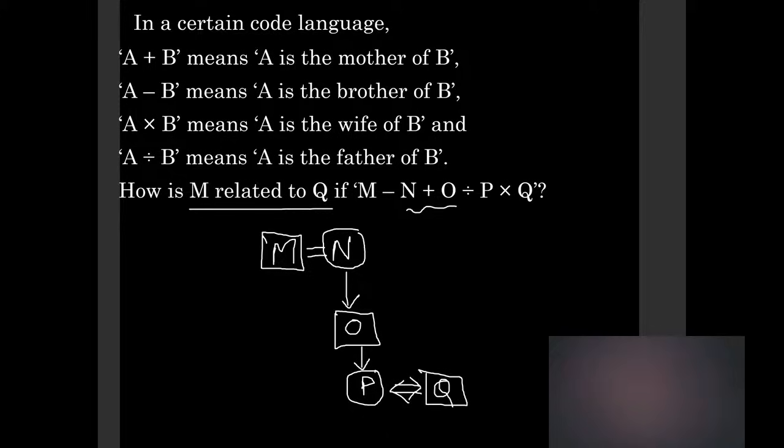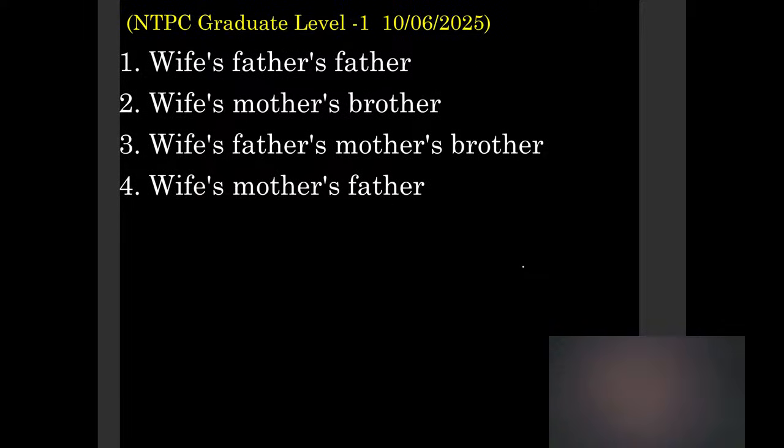Now in this we should check what they asked. If you observe, they are asking how is M related to Q. So let us check the options once. This question was asked in the NTPC graduate level exam. The options are: wife's father's father, wife's mother's brother, wife's father's mother's brother, wife's mother's father.